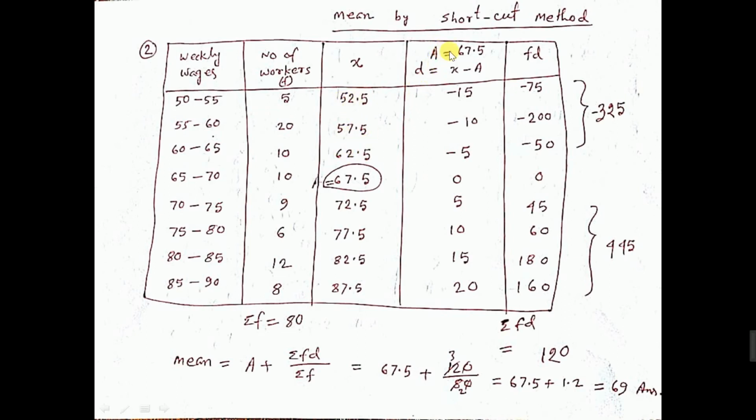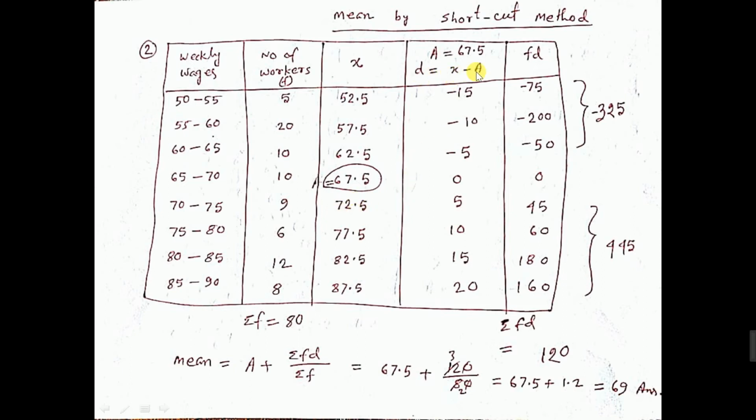So a equal to, I have considered 67.5, this one, since this is the mid value, because on this side 3 and that side also 3, 1 extra. Actually in the middle, if there are two values, you can consider any one. Here I have considered this one as a, you can consider this one also as a. The answer will come the same.